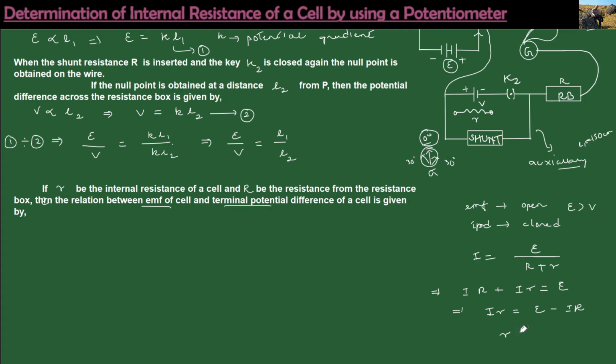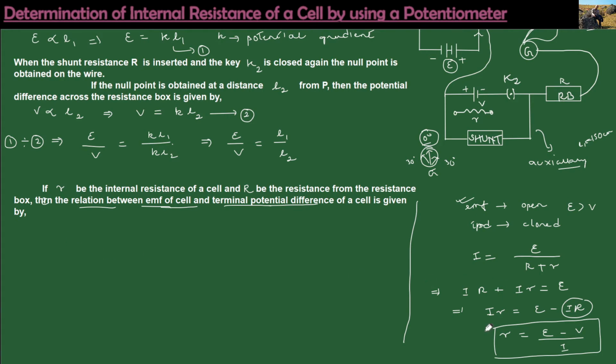So if you want to find out r, this will be E minus IR. From Ohm's law, capital IR is nothing but the voltage. Then when we cross multiply I this side, you will get this relation. This is the expression for the relation between the EMF of the cell and the terminal potential difference, which we have derived in the previous section.